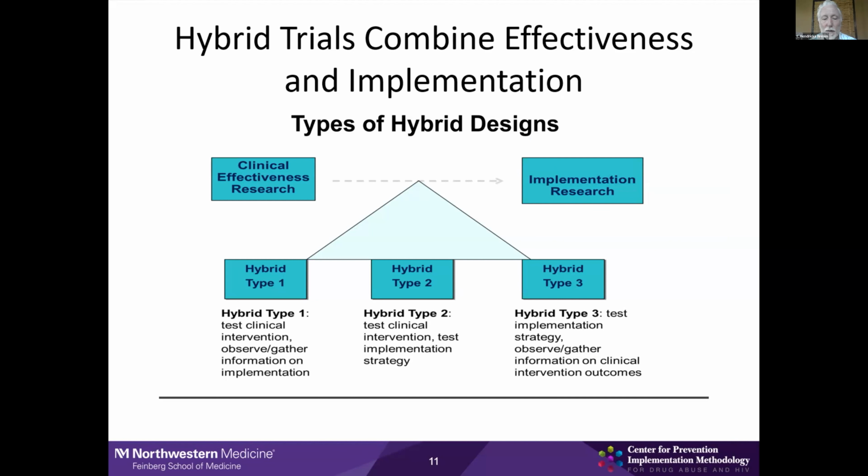Hybrid type 1 is primarily a clinical intervention study, which is powered for that to work. But it does collect information on how well implementation is working in those particular contexts. Hybrid type 3 is just the opposite, where it's primarily an implementation trial, but you can collect information about whether the clinical intervention still works in delivering outcomes that matter to the individual and their health. And hybrid type 2 is a combination of those two, so that you can measure both the effectiveness of the evidence-based intervention that was originally there, as well as test the implementation strategy.